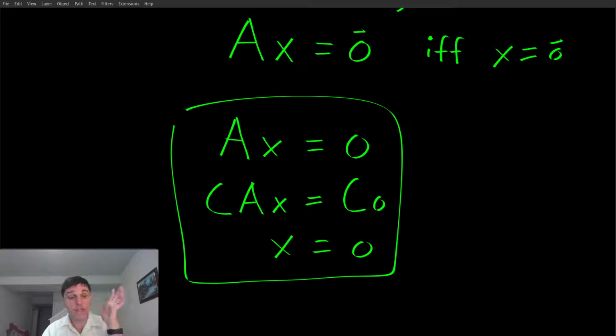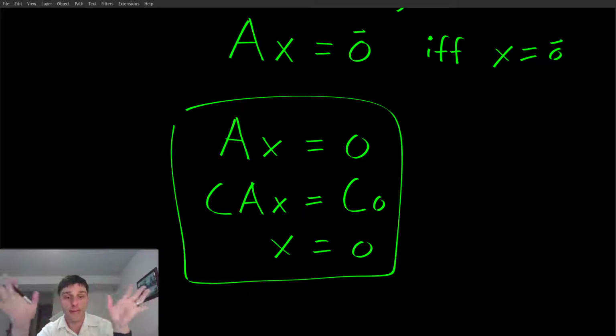Therefore, any matrix that has a left inverse definitely has linearly independent columns, and we'll see why that matters a little bit later.